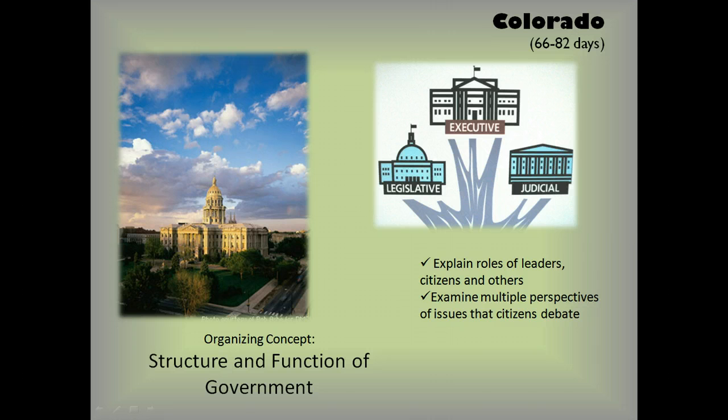In the Colorado unit, students will think about our state's branches of government, the people within those branches, and the relationships between them while deepening their understanding of how government supports people nationally, in states, and in counties locally. They explore the roles of everyone, including the roles of citizens. Students are invited to consider issues faced by the state and think about possible solutions. To arrive at the conceptual understandings, students will explain roles of leaders, citizens, and others, and they'll also examine multiple perspectives of issues that citizens of Colorado debate.